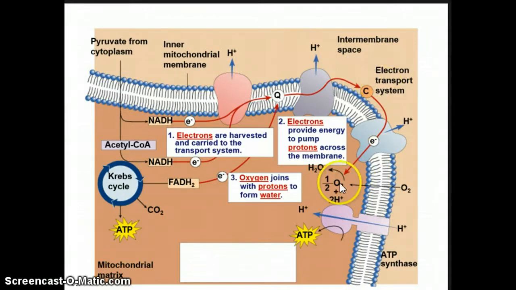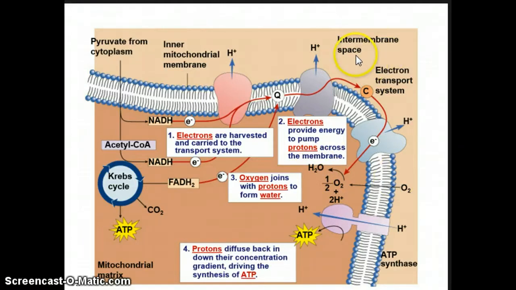Then we have oxygen as our final acceptor down here, waiting for these electrons. And so as the electrons are drawn down the electron transport chain, they join the oxygen atoms here, which immediately join with hydrogen protons to make water. Then we have this proton motive force, this buildup of hydrogens, and they are going to flow through our ATP synthase, so we get our production of ATP.